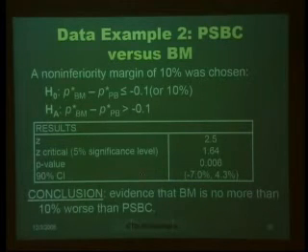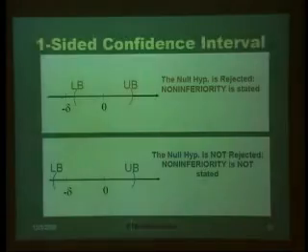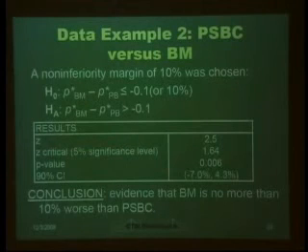PBSC. So if we look at the confidence interval, a 90% confidence interval, here minus 10% is not in this interval. So I am actually in this situation. My lower bound is minus 7%. So minus 10 is here. I reject the null hypothesis, so non-inferiority is stated in the situation. So that's how we do.